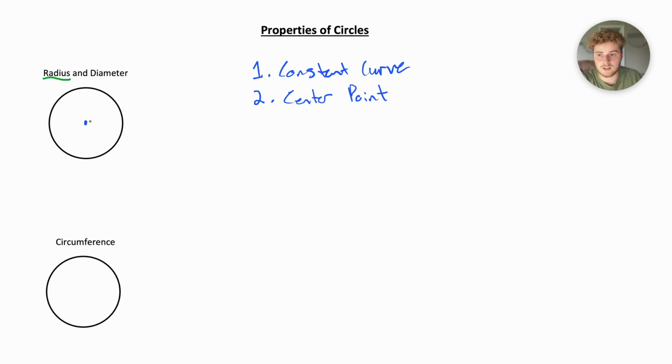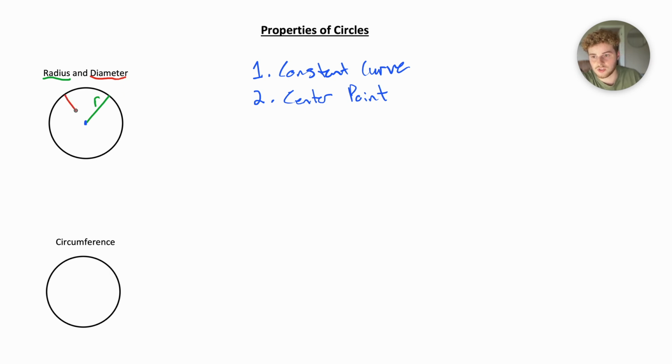Here we have the radius. The radius goes from the center point of that circle to the edge. So that could be from the center point to this edge, that edge, that edge, that edge. It simply doesn't matter. All that it needs to go from is a center point to the edge of the circle.